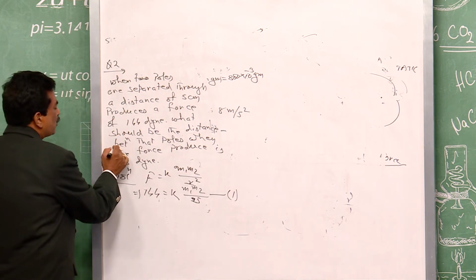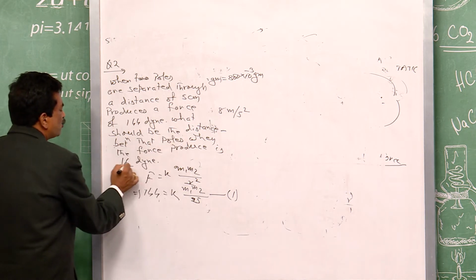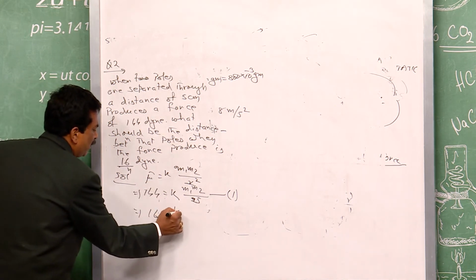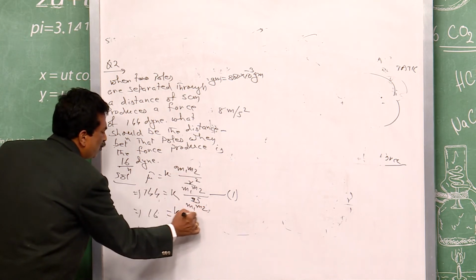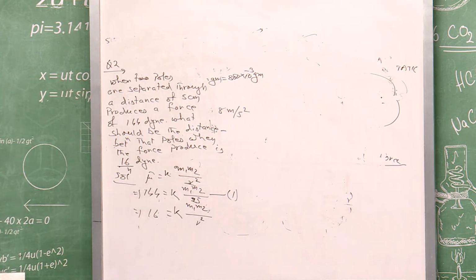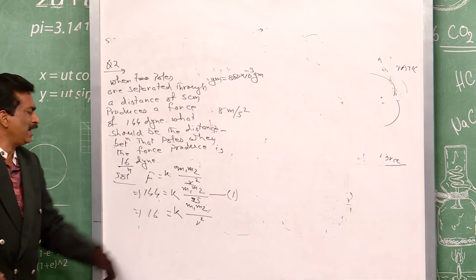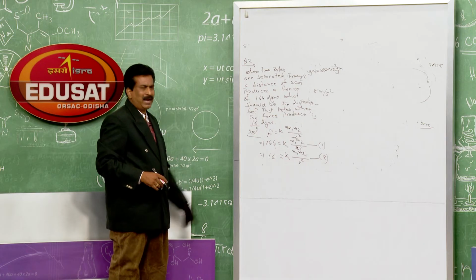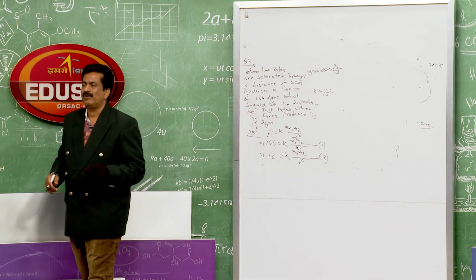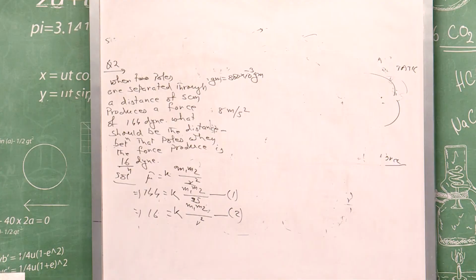But for the question, what should be the distance between them so that the force will be 16 dyne. For the second part, the force will be 16, means F is equal to 16 is K m1 m2 by r squared, where we have to find the value of r. Let this be equation 2, and if we divide equation 1 and 2, you will get the value of r. Let us now find the value of r. I will give you some seconds for that. You can divide equation 1 with 2 or 2 with 1, then you will get the answer.